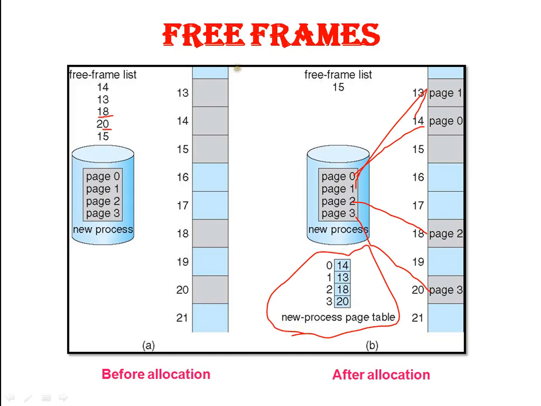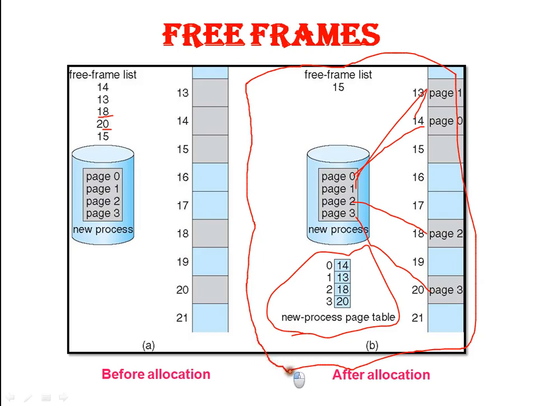This is your diagram after allocating the processes, that is nothing but your pages inside the processes. So this is done with the help of your free frame list.